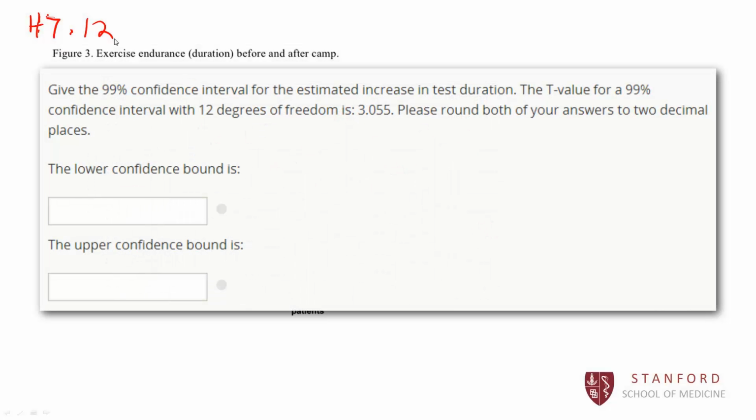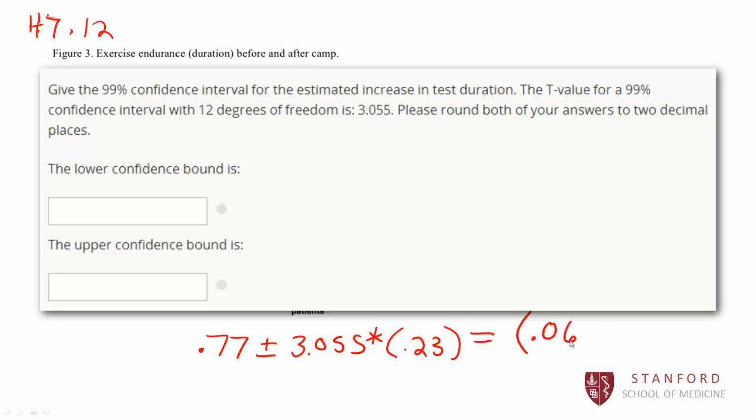To calculate the confidence interval, we're going to take the observed mean, which we already calculated to be 0.77. We're going to add and subtract our t-value here, which for a 99% confidence interval I gave you is 3.055. We're going to multiply that by our standard error, which we calculated already to be 0.23. When you work that all out, you're going to end up with a confidence interval of 0.067 to 1.47.